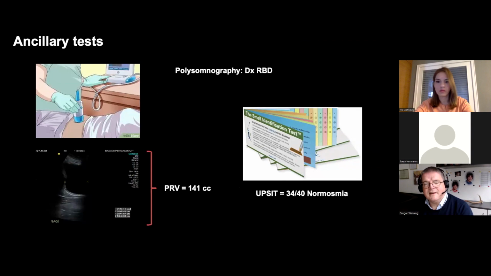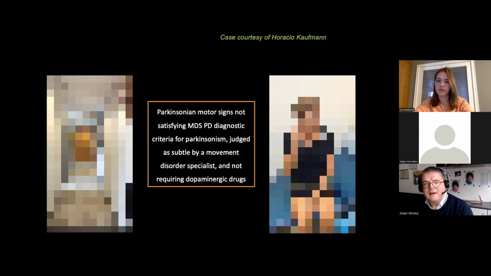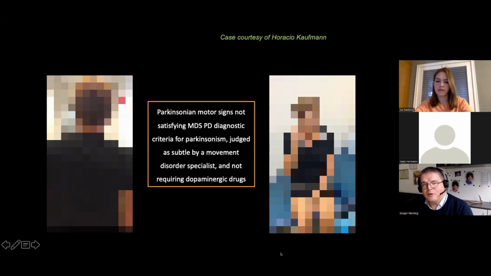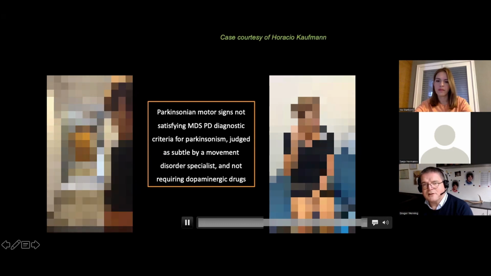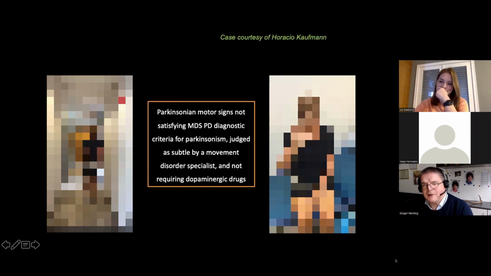Polysomnography was done and RBD was detected. UPSIT to look for olfactory function was also performed, showing normosmia. The post-void residual volume was 141 milliliters, so substantially increased. Parkinsonian signs were also present. We can see that in the video, but very subtle, not justifying or satisfying MDS PD diagnostic criteria for Parkinsonism.